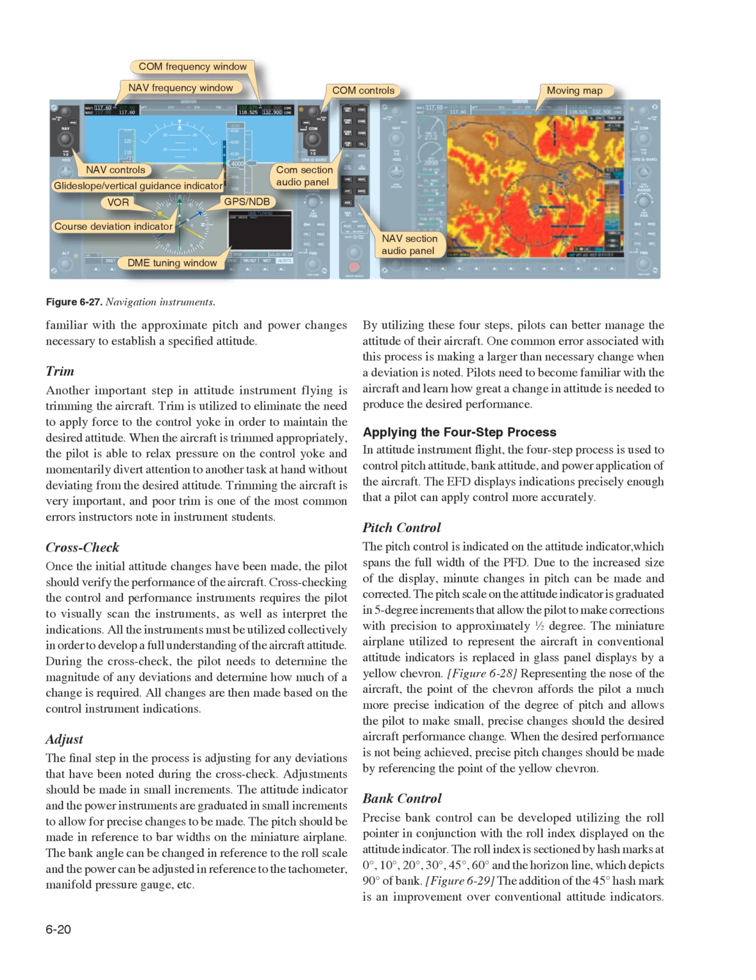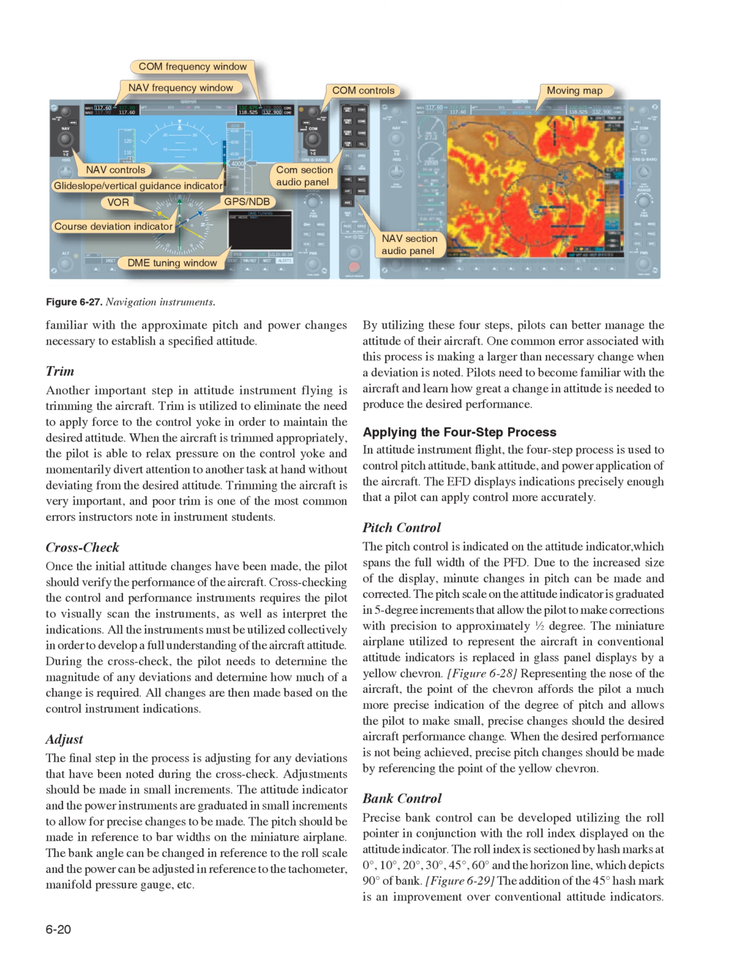Figure 6-28, representing the nose of the aircraft, the point of the chevron affords the pilot a much more precise indication of the degree of pitch and allows the pilot to make small, precise changes should the desired aircraft performance change. When the desired performance is not being achieved, precise pitch changes should be made by referencing the point of the yellow chevron.